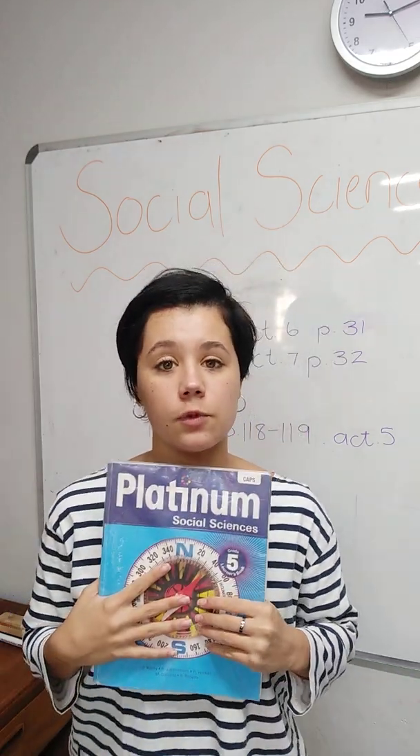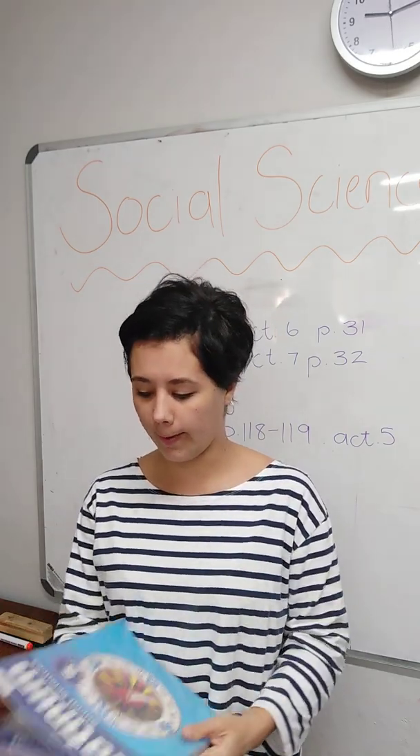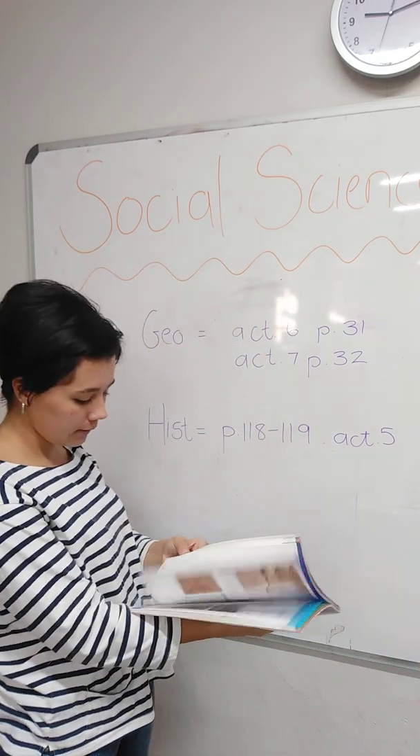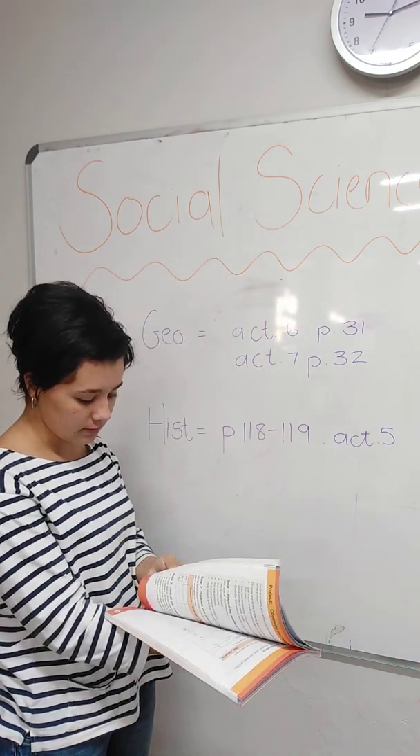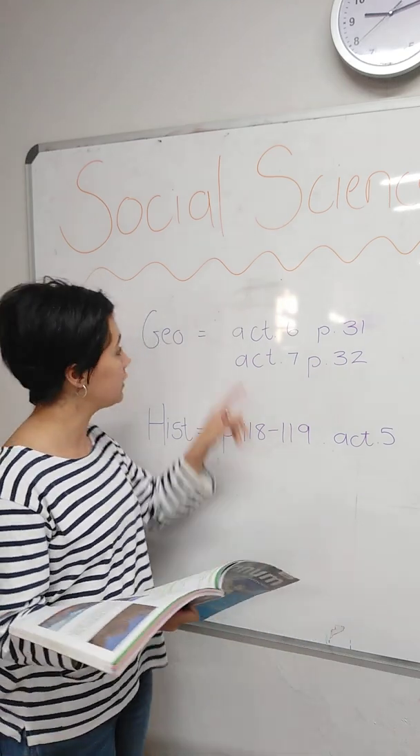Today we're going to be doing social science. I want you to get your social science book as well as your geography and history workbooks ready for me, okay? Then we're going to open up on page 31, but there's an activity on page 30, activity 6 on page 30 that you have to do.